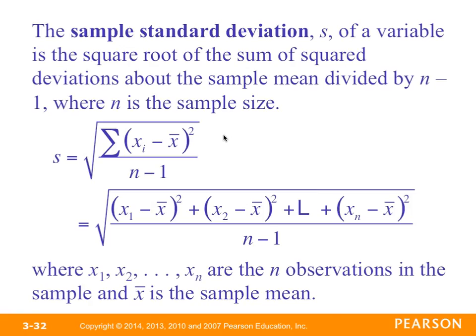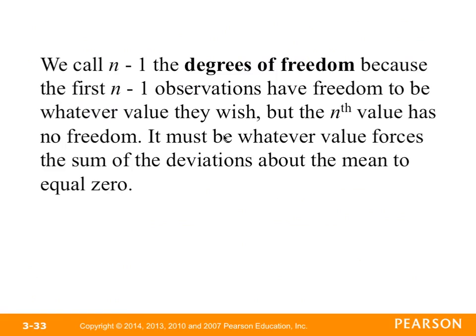The other thing you'll notice is we're dividing by n minus 1. N minus 1 is called your degrees of freedom because the first n minus 1 observations have freedom to be whatever value they want. But the last observation doesn't have any freedom at all. It's forced to be the value that makes the sum of the deviations 0.